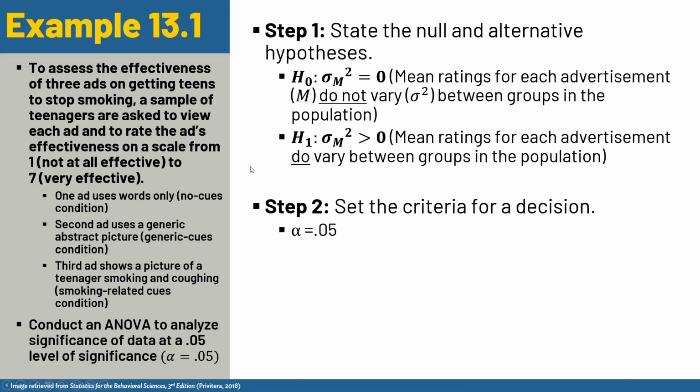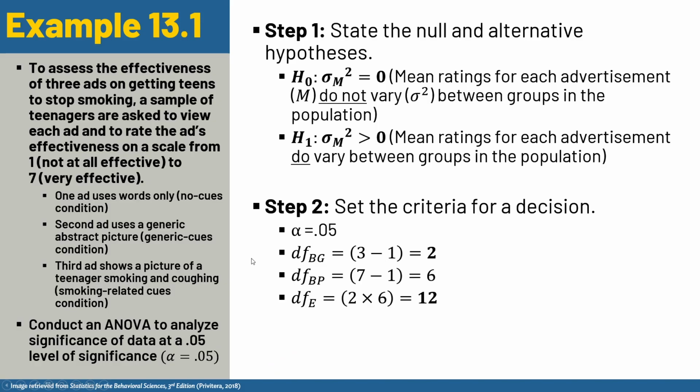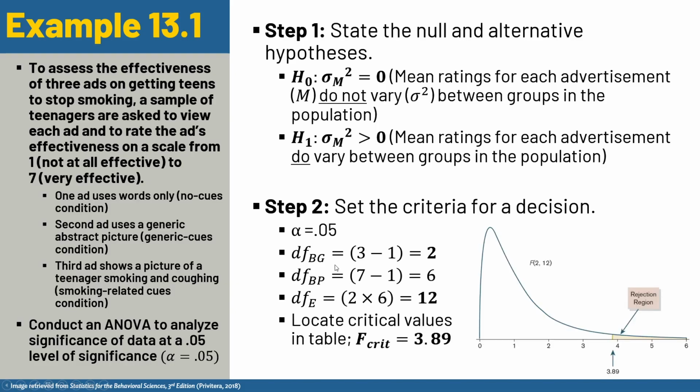And then step 2, setting the criteria, we stated alpha is 0.05. We can calculate our degrees of freedom. So 2, 6, and then the product of the 2 for DFE. And then we'll use DFBG and DFE in our F table to find our critical value of F of 3.89. And so here's what that looks like graphically.